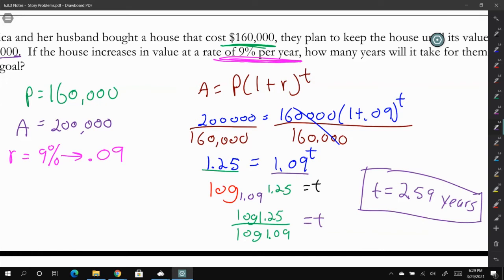So just because we have decimals, it does not mean you're doing something wrong. Most of these questions are going to have decimal answers. So you really need to be able to pick the information out from your word problem.